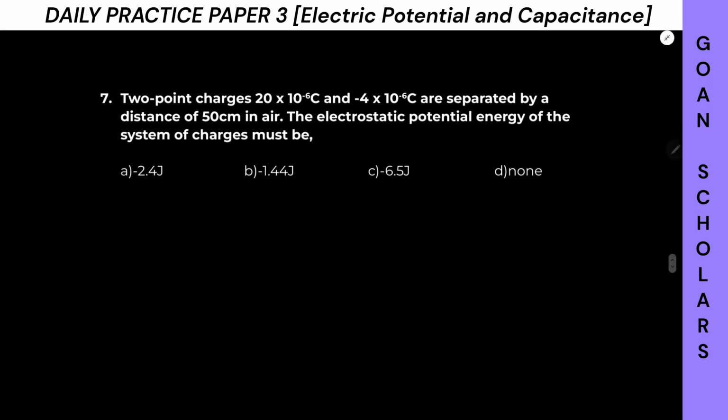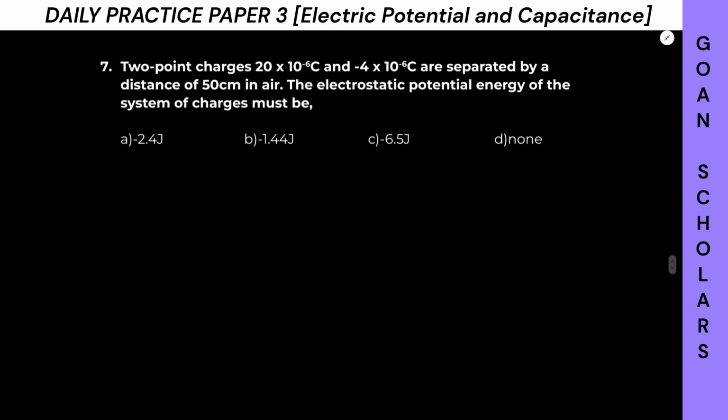The seventh one says 2 point charges, this and this, separated by this distance, find the potential energy of the system of charges. So how do we find it? Be very careful with potential and potential energy. Potential energy is U equals K Q1 Q2 upon R. Potential is KQ by R; only one charge will have a potential. Potential energy here is for a system of a pair of charges minimum.